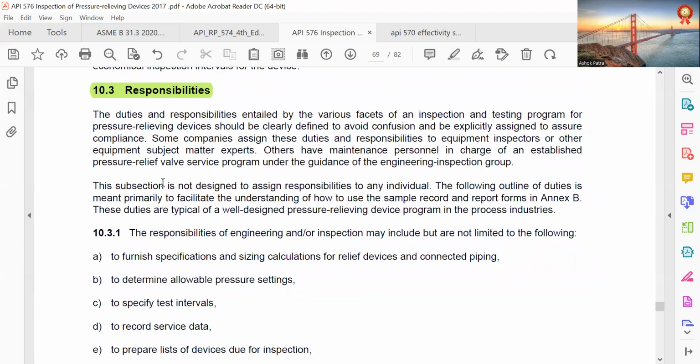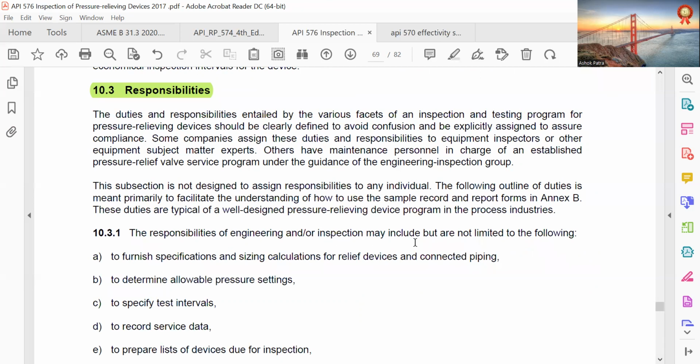Responsibilities. The duties and responsibilities entitled to various facets of an inspection and testing program for pressure relieving devices should be clearly defined to avoid confusion and be explicitly assigned to assure compliance.